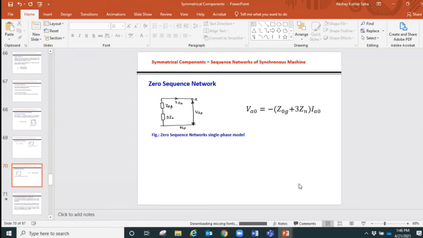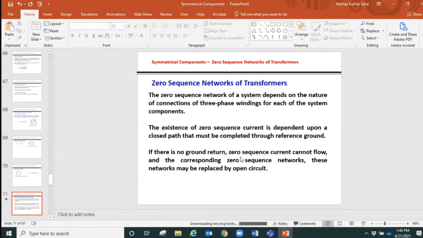I skip those equations here just to keep it simple, but we will have to remember that whenever we need to draw the zero sequence network of a generator, we need to consider the neutral and ground connecting wire and its impedance, which has to be multiplied by 3 and added to the original zero sequence impedance of the machine, which is Z0G. So that will be the zero sequence network for the generator.